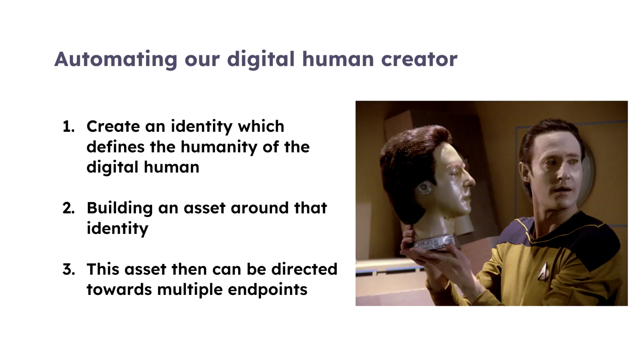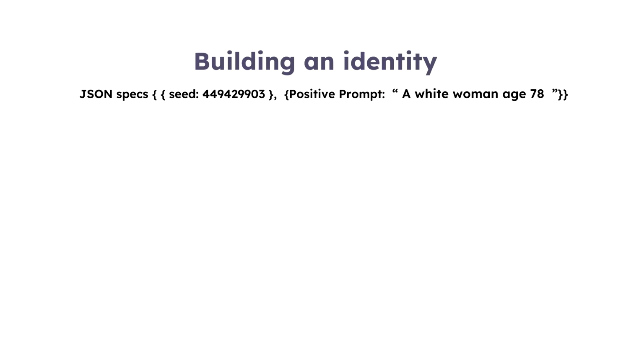Conceptually, we structure our digital human assets like so. First, we create an identity, then we build an asset around that identity, and then we package that up for a specific application or endpoint. We use a spec-driven workflow where a JSON describes the ingredients to make the identity. This includes prompts that describe the identity, a seed for randomization, and various other job details.